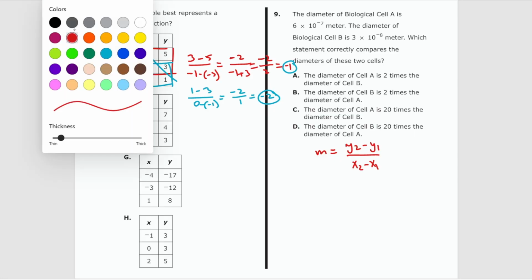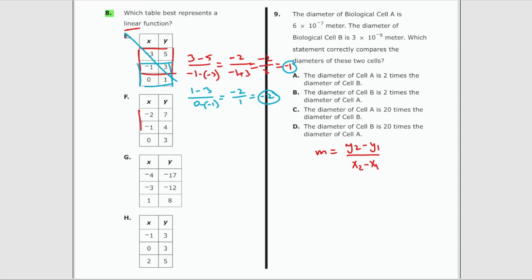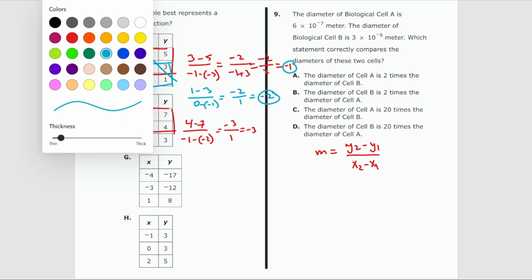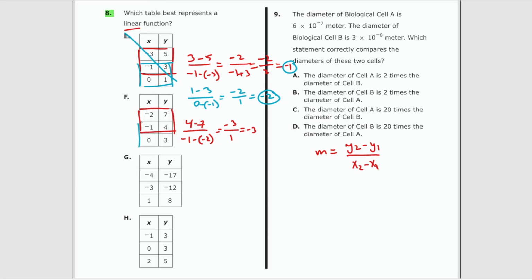Now for option F, let's look at these 2 points first. We have 4 minus 7 over minus 1 minus negative 2, which is equal to negative 3 over positive 1, which is just minus 3. That's the first slope. Now, the slope based on the second 2 points: let's do 3 minus 4 over 0 minus negative 1, which is equal to minus 1 over 1, which is equal to minus 1. Again, these 2 slopes do not match, so F is off.